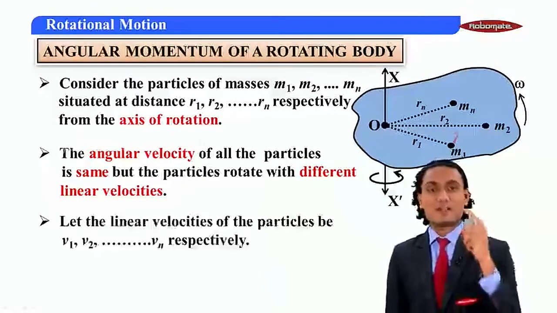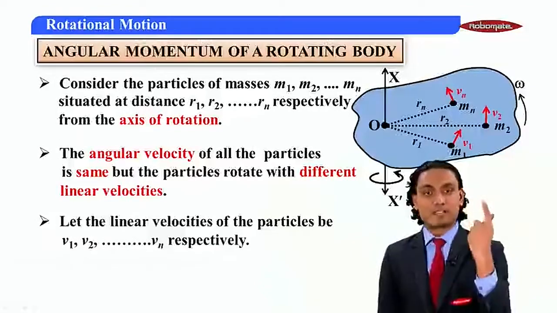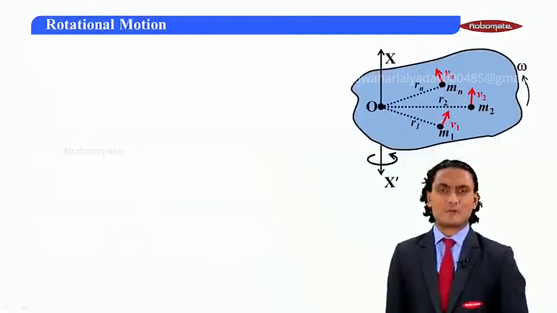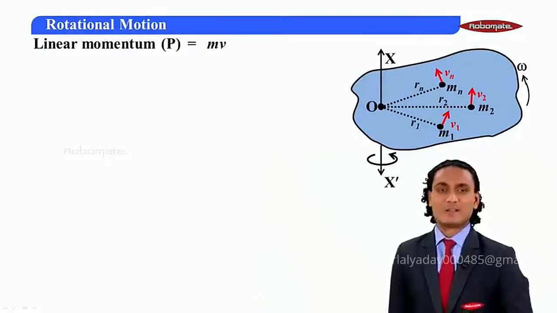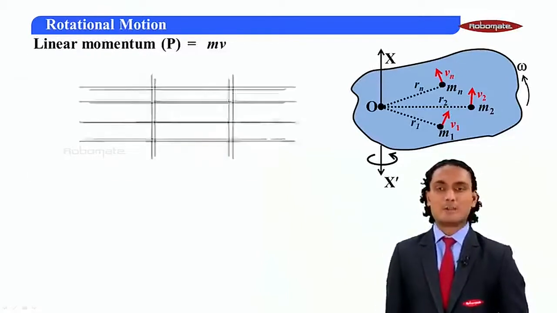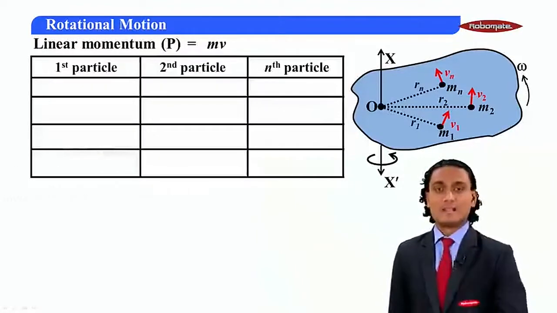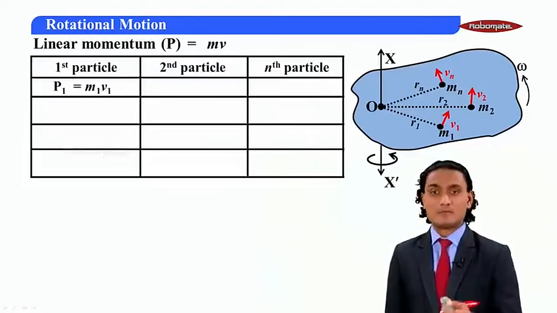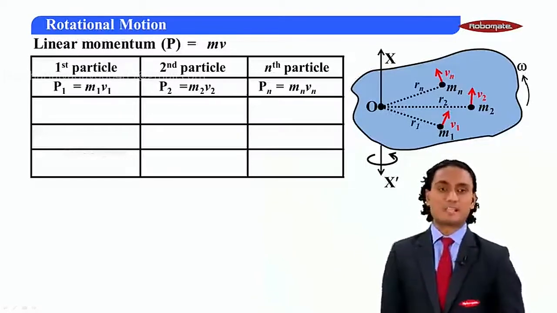So let v1, v2 and vn be the linear velocities of the first particle, the second particle and the nth particle. Now students, we all know the formula for linear momentum. What is linear momentum? Oh yes, linear momentum is given as mass into velocity. So what I'm going to do here is find out the linear momentum of the first particle, the second particle and the nth particle. We can write the linear momentum of the first particle as m1 v1, similarly the second particle as m2 v2 and the nth particle as mn vn.